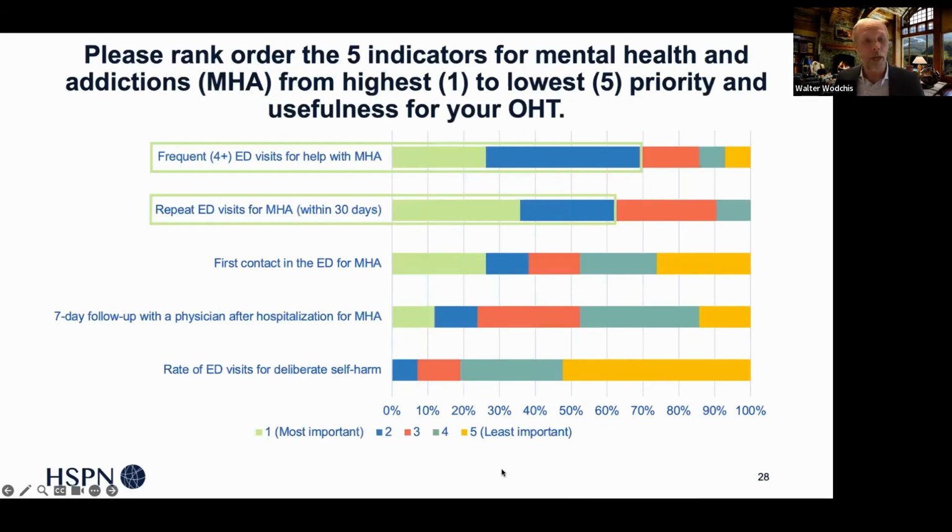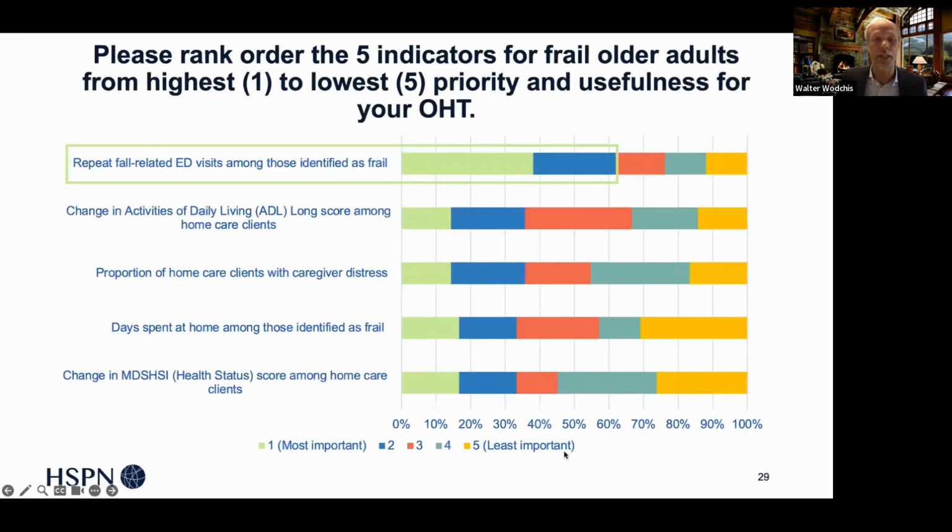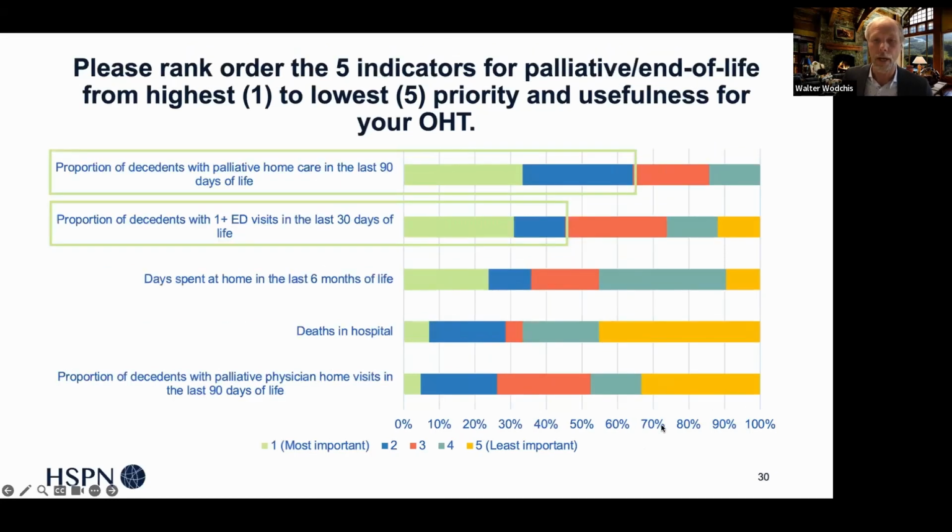From the mental health, we again had high frequency and repeat visits being suggested. Within the older adults, only one really made it up into that top range, being repeat fall-related visits among those identified as frail. The other ones, not to say that this isn't an important area, but it wasn't a common area of importance across all OHTs. So everyone will have their own indicator result for all of the frail older adult indicators in that spider diagram. But in all of the different stratifications, we focused on those ones that were most common across all teams, and that's for our provincial work, and then also for your own team's work.